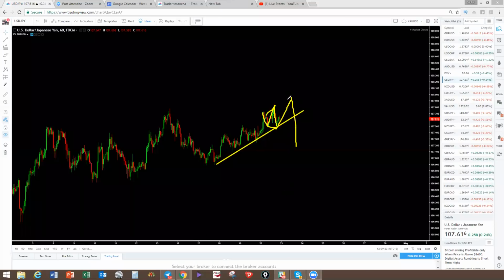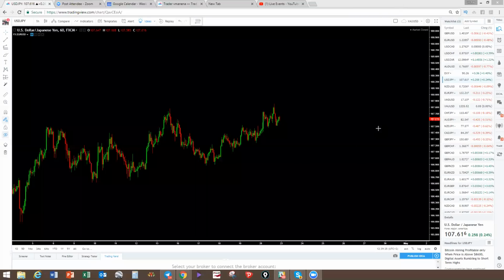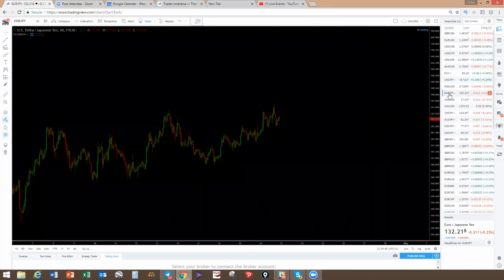Okay. So either way, the structure will remain. This will still be your A. This will still be your B. That's your C. So that's why you will only trade this when you've got a flag here. Okay. That's USDJPY. Let's do the rest of the yen pairs. Euro, yen.